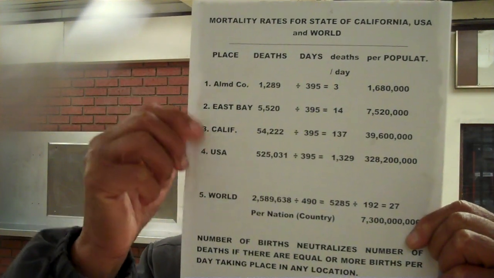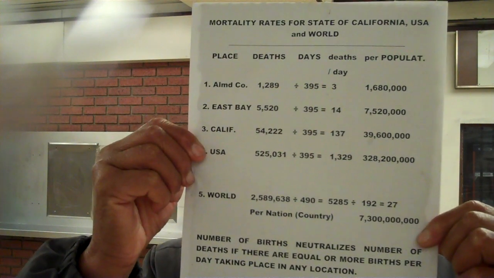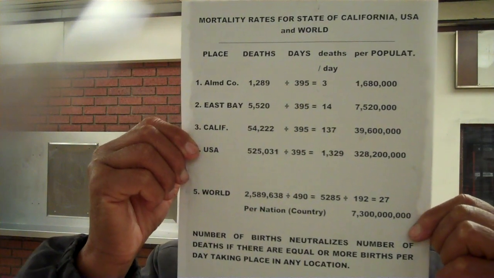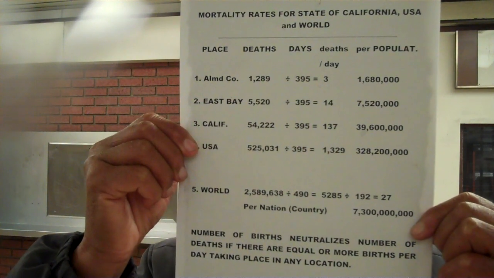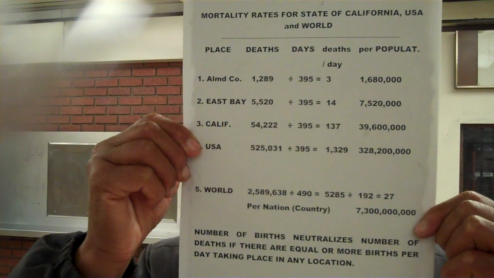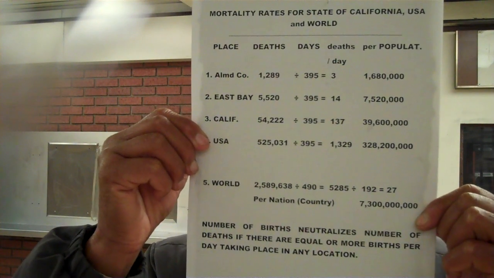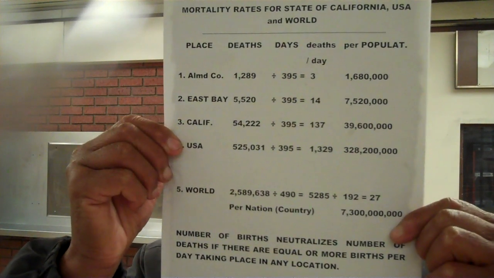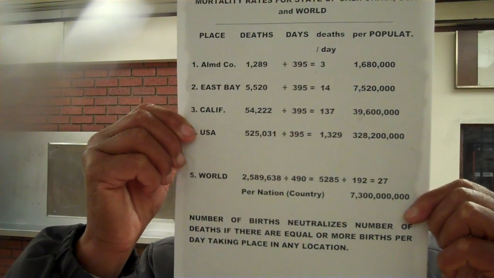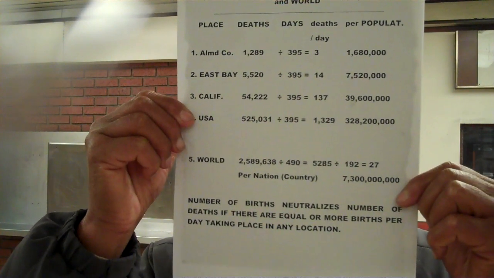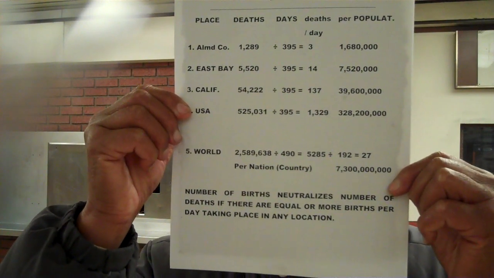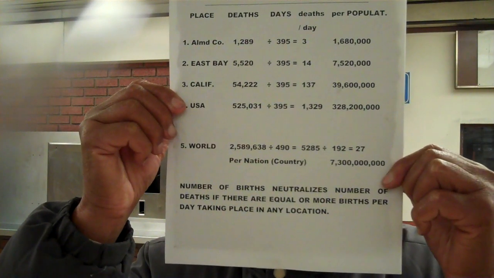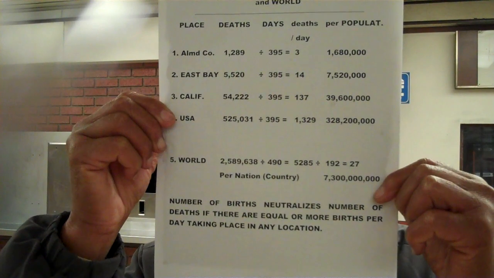Alameda County had 1,289 deaths divided by 395 days equals 3 deaths per day per a population of 1,680,000 humans. And the number of births neutralizes the number of deaths if there are equal or more births per day taking place in any location.